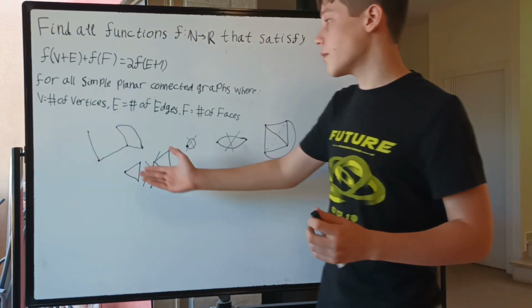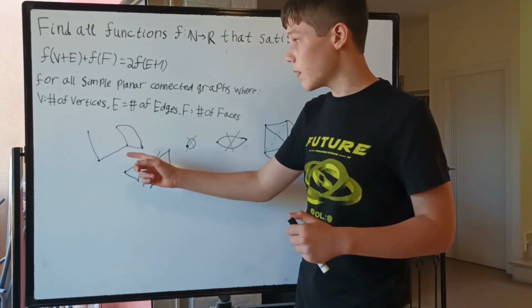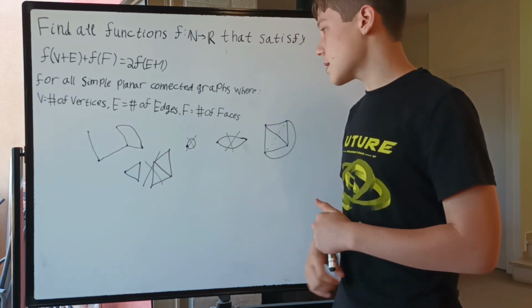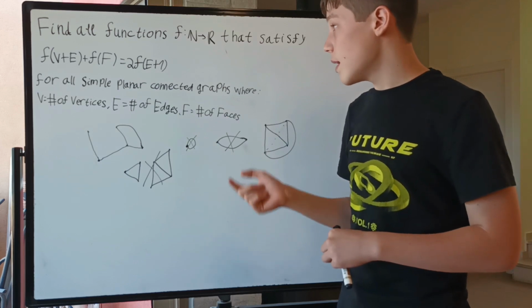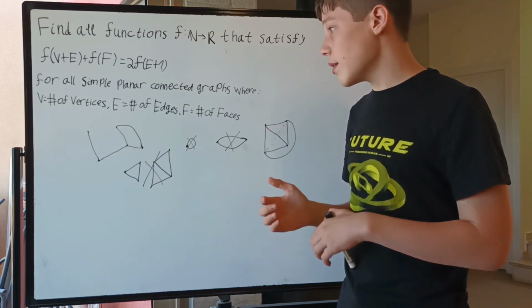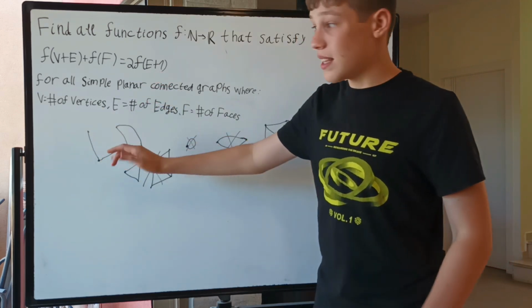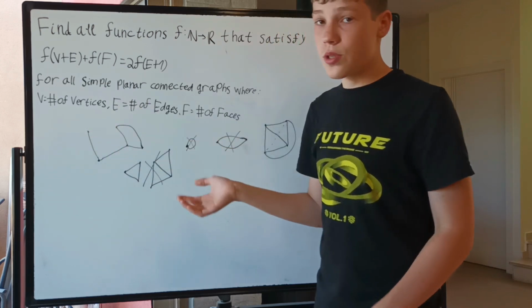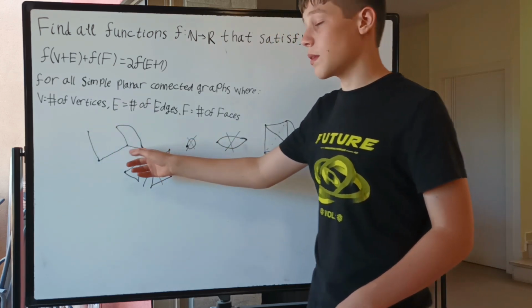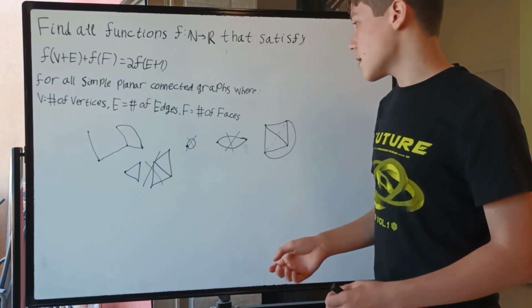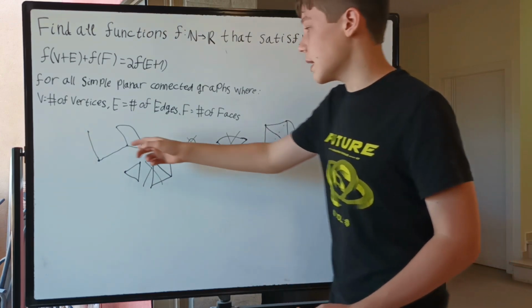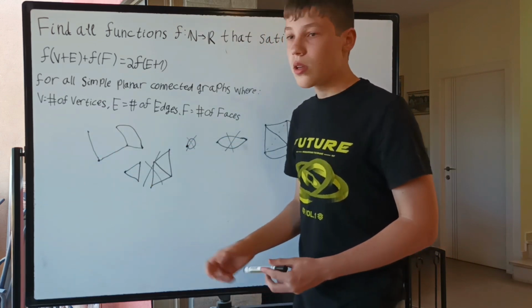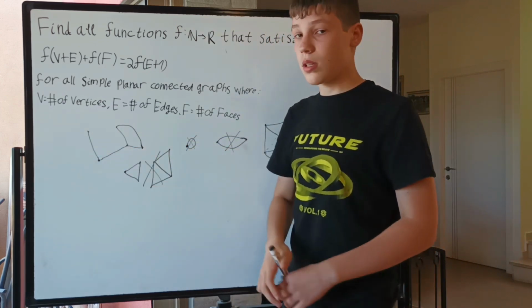And this is an example of a graph we can use. It is simple because any 2 points have at most one edge connecting between them. It is planar, because we put it on a plane and no 2 edges intersect, of course except at the vertices. And it is connected, since I can get from any point to any other point. So these are the sorts of graphs we're looking at.